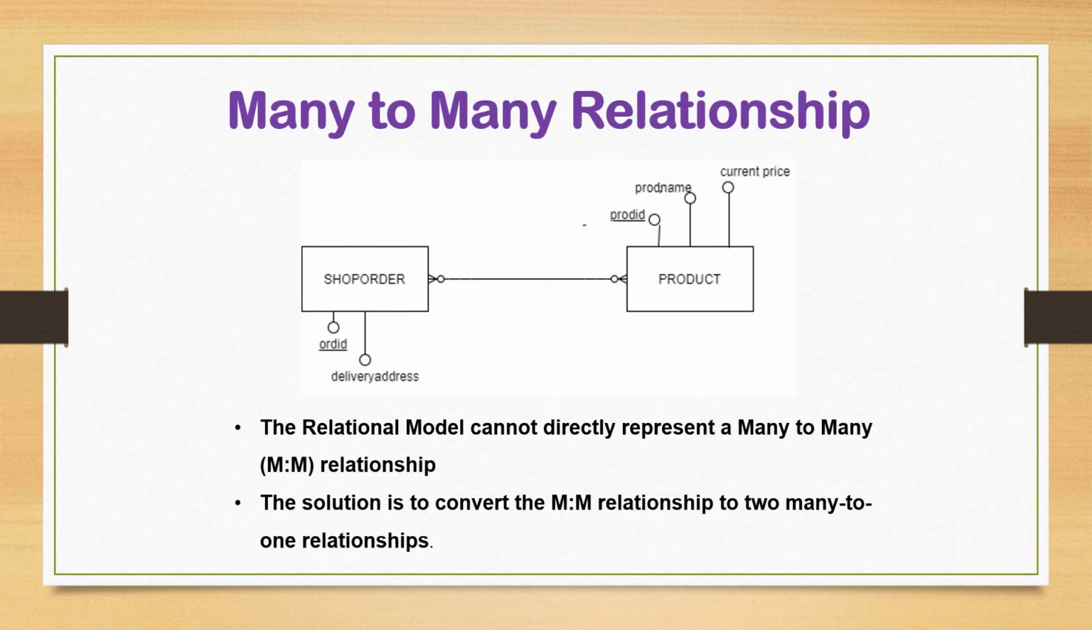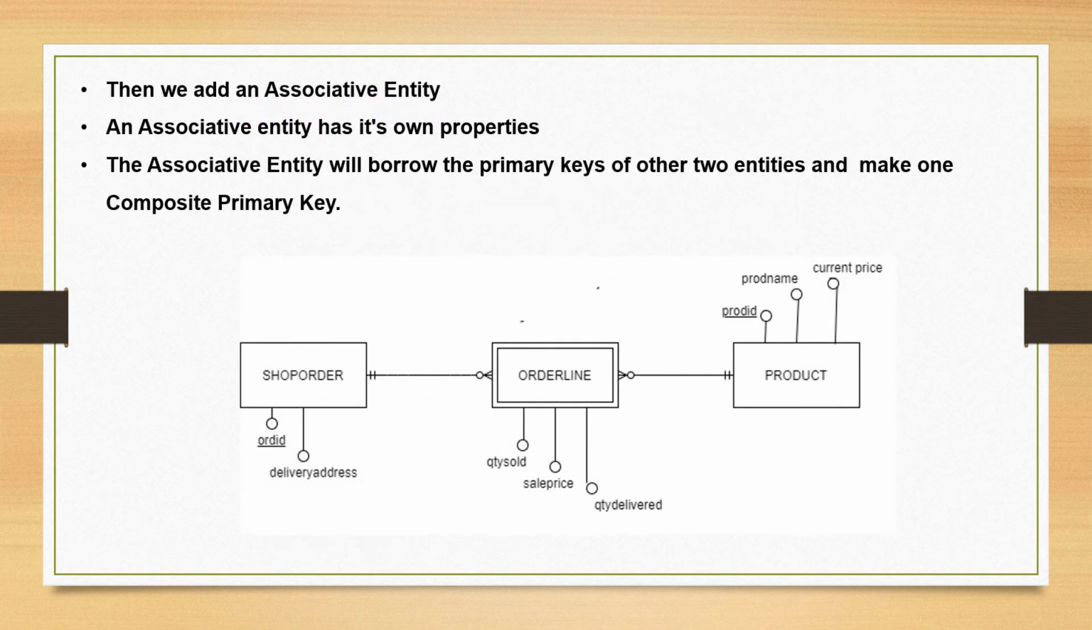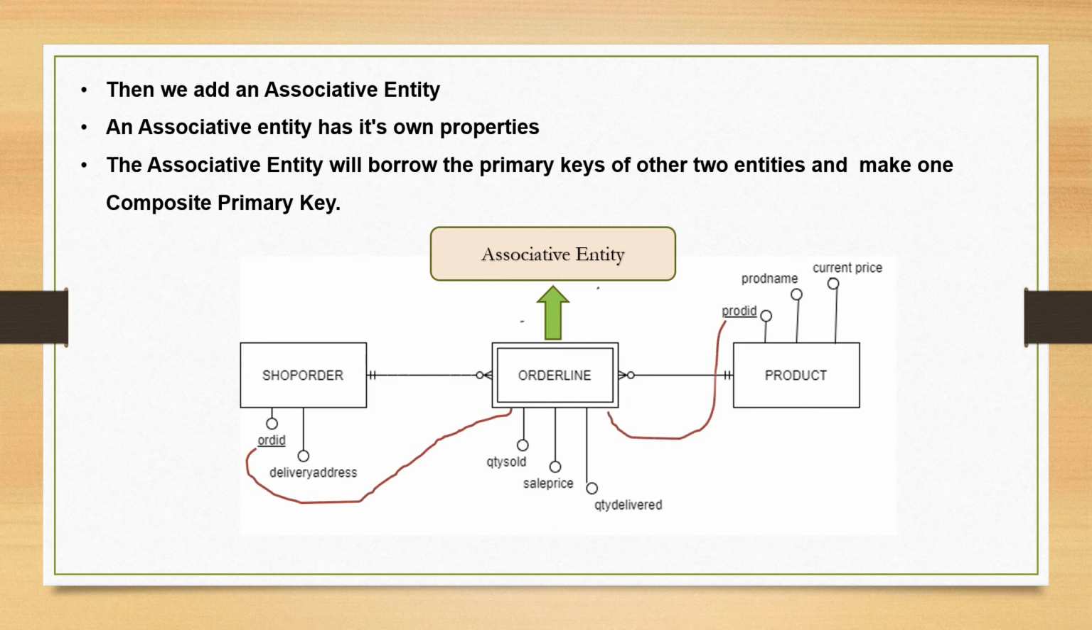Now let's take a look at the many-to-many relationship. When we have a many-to-many relationship, we can't represent it directly. So we have to convert the many-to-many relationship into two many-to-one relationships. When we convert the many-to-many relationship according to this example, we get an associative entity in between the other two entities. And this associative entity has its own properties. The associative entity doesn't have a primary key, so it takes the primary keys of the other two entities, which are order ID and product ID, and then it creates a composite primary key.